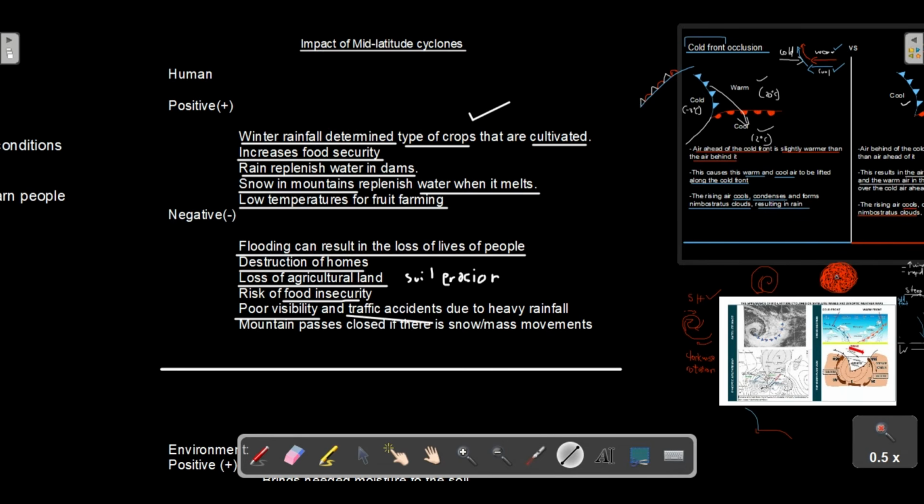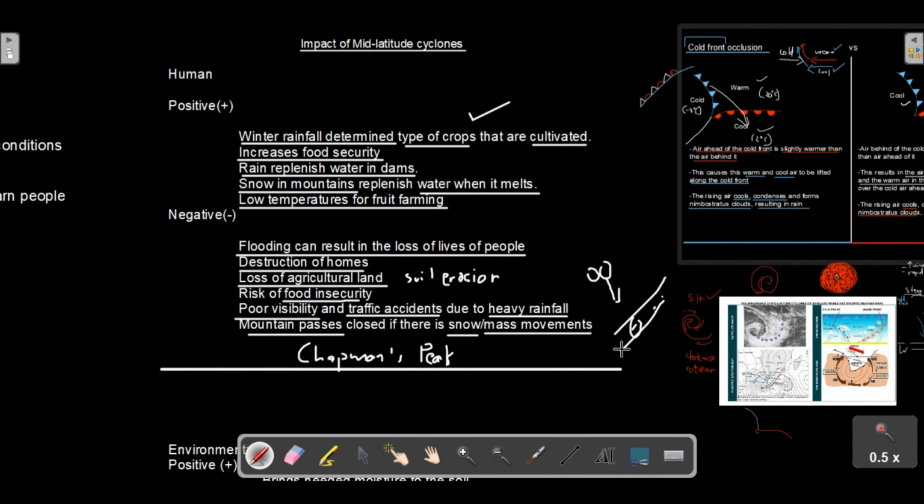There's poor visibility and traffic accidents due to heavy rainfall. Okay, so we know that heavy rainfall can be a direct cause of traffic accidents, because of the poor visibility that is associated with it. Mountain passes are closed if there is snow, or mass movements. We know some areas, such as Chapman's Peak in Cape Town, you can search that up. It gets closed during winter because it has rock falls. So mountains get unstable, and of course, if you're driving down the road and you have rocks falling down, that is a risk to people. So mountain passes are closed. We close these areas to reduce danger to people.